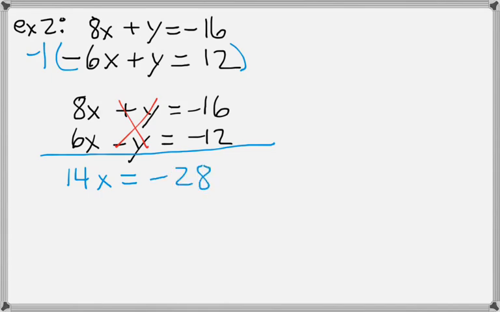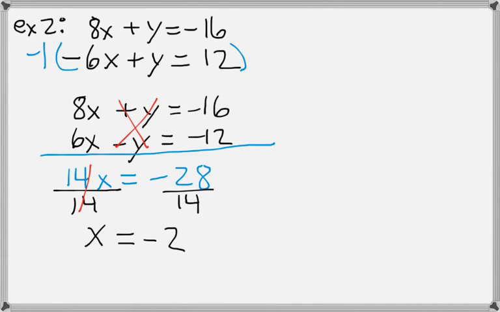Step 4 says to solve, so we need to get x by itself. In order to do that, I would need to divide both sides by 14. 14 divided by 14 cancels out, leaving us with x is equal to negative 28 divided by 14, which gives us a negative 2. So we know what x equals. X is negative 2.